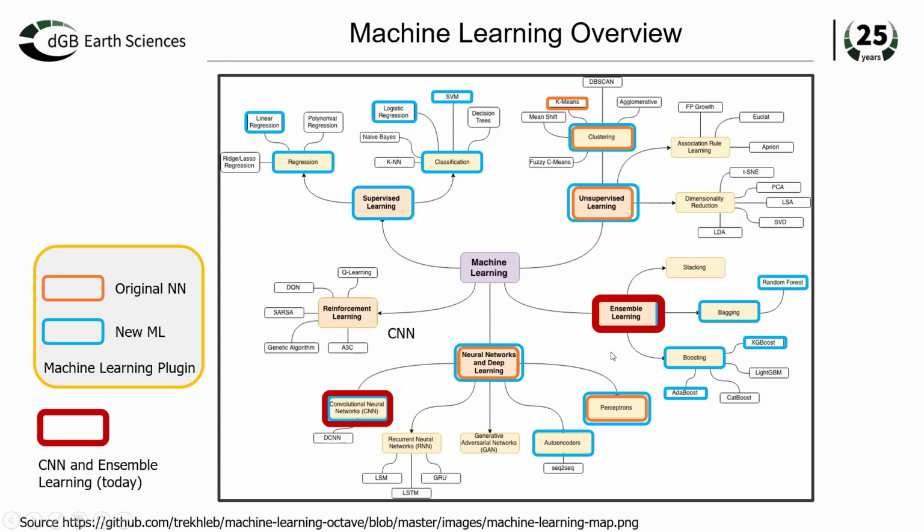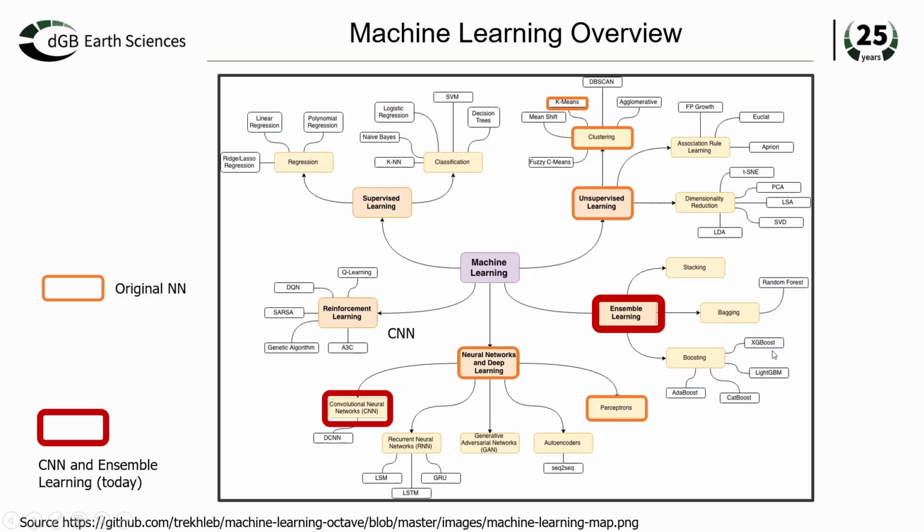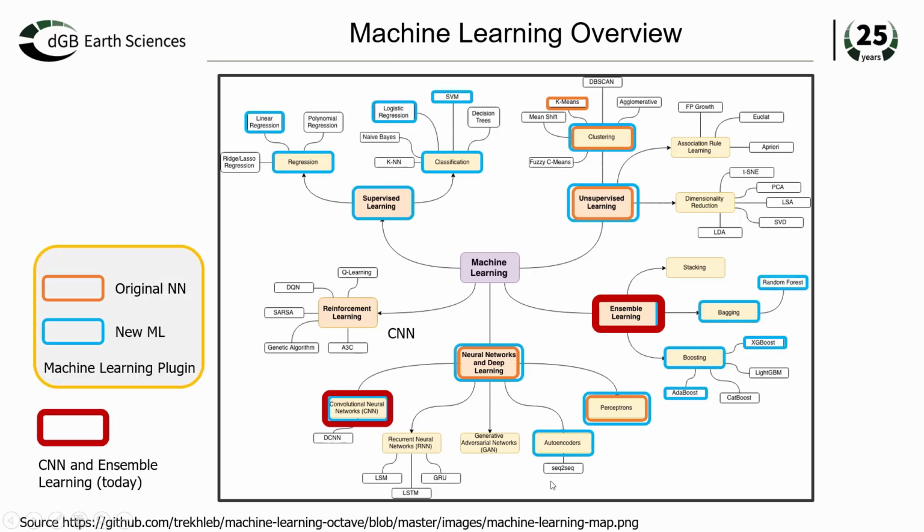Today I will be showing you examples of a simple ensemble learning where we do log prediction from other logs. In this case we will be using this XGBoost type. And the second example I will be showing you is a convolutional neural network where we do facies classification, and we have different methods of going about that, which I will show you in the demo here in just a little bit.